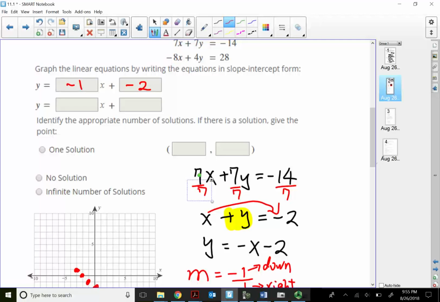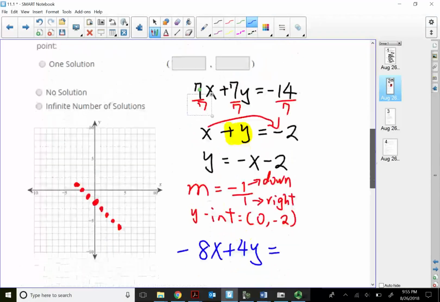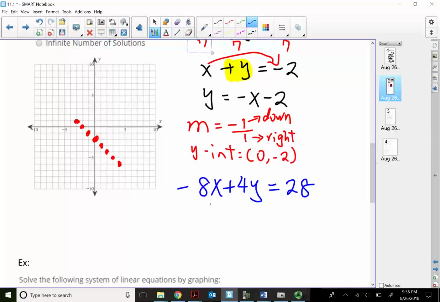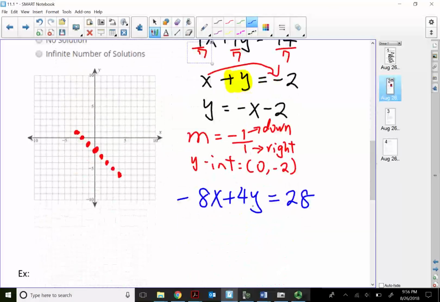And see if I can trace my way to the point of intersection. Negative 8x plus 4y equals 28. Is it 28 or negative 28? It's 28. The two coefficients and the constant term are divisible by 4, so I'm going to go ahead and do that to get my coefficients small. Good technique. So that's negative 2x plus y equals 7.